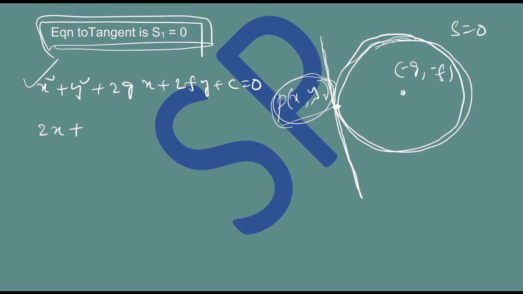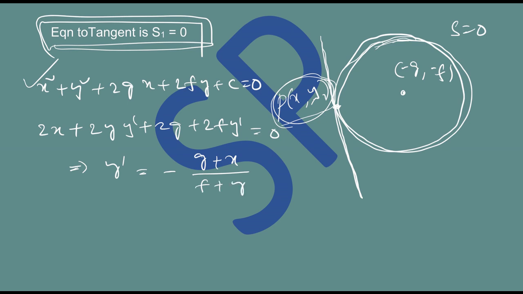So it is 2x plus 2yy' plus 2g plus 2fy' is equal to 0. From this I have y' is equal to minus of (g plus x) by (f plus y), I am getting after simplifying. Okay, you want slope at (x1, y1). So y' at (x1, y1) is equal to minus of (g plus x1) by (f plus y1).